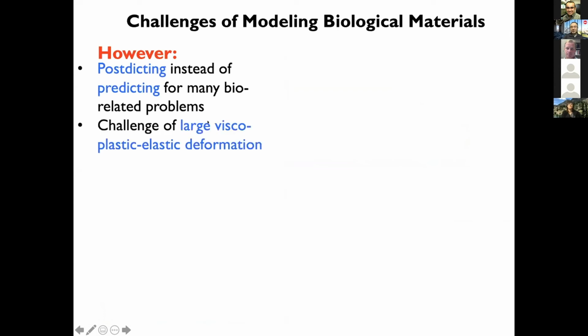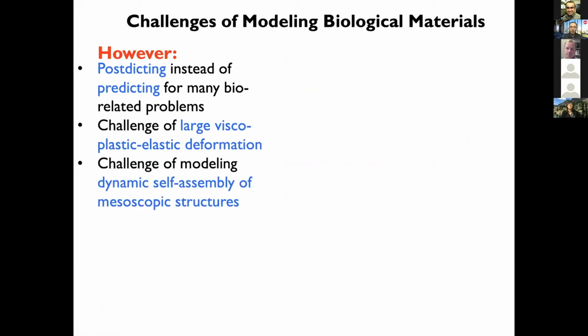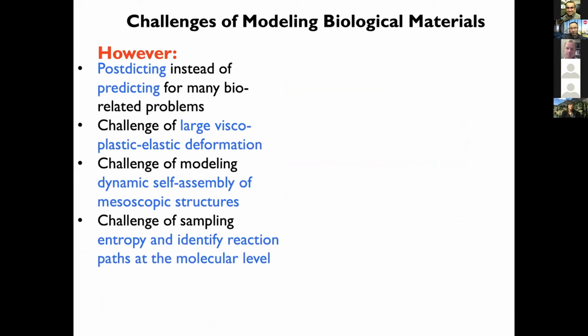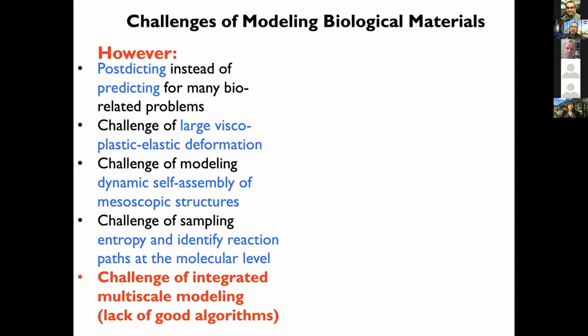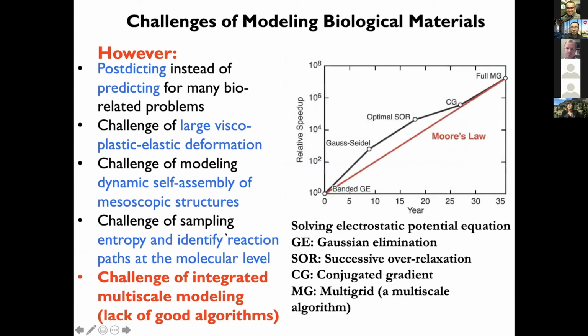For example, there are very large deformations for soft material, and there is dynamic assembly in microstructures, mesoscale structures. Also, sometimes entropy is dominant in many cases. So most importantly, the challenge is how to integrate different information from different scales. For example, this shows ways to solve the electrostatic equation. Different methods show much different performance. Some good methods can be millions of times faster than a bad method. For example, the multi-grid method is a multi-scale modeling approach.